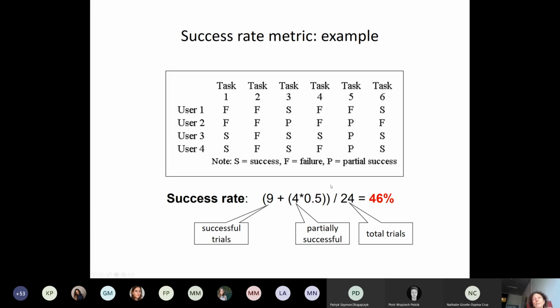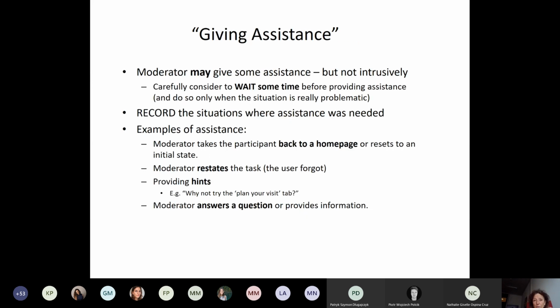So from observing the user in terms of which task, for how long, the level of success, you can really derive a number of data about your application that gives you useful insight about the usability and the quality of your own application.